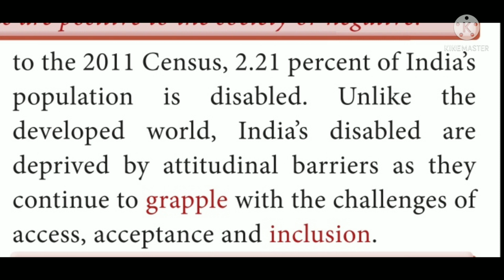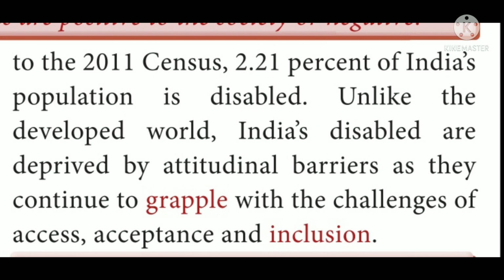Unlike the developed world, India's disabled are deprived by attitudinal barriers as they continue to grapple with the challenges of access, acceptance and inclusion. We'll see the meaning for grapple. Grapple means to fight or to struggle. Next, inclusion means including someone or something. And in this paragraph, we are going to see how technology is a boon to them.